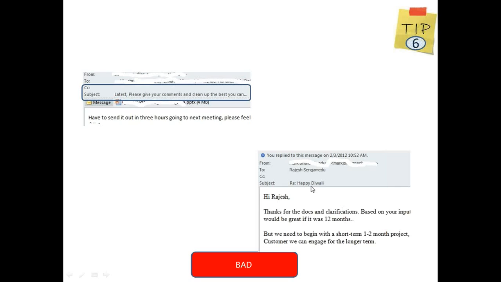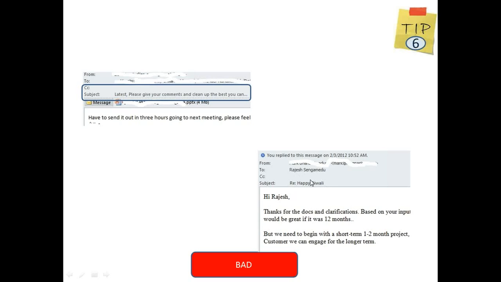Now let's look at another mail. I got an email asking, customer is asking us if we can begin with 1 or 2 short-term projects. And the subject is, he's responding to an old email called Happy Diwali. He just went to his mailbox, picked up an email that I had sent him long back with the subject Happy Diwali. He's responding to that with a lot of matter.